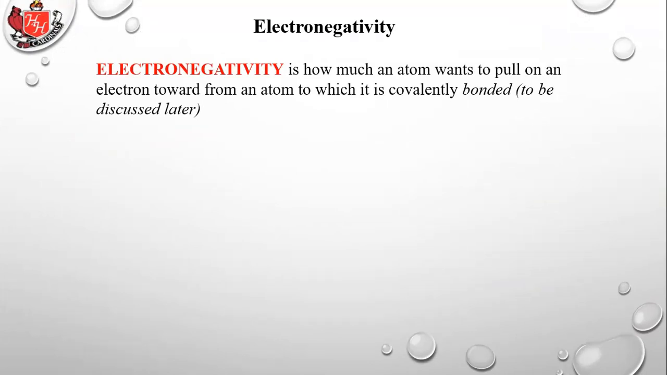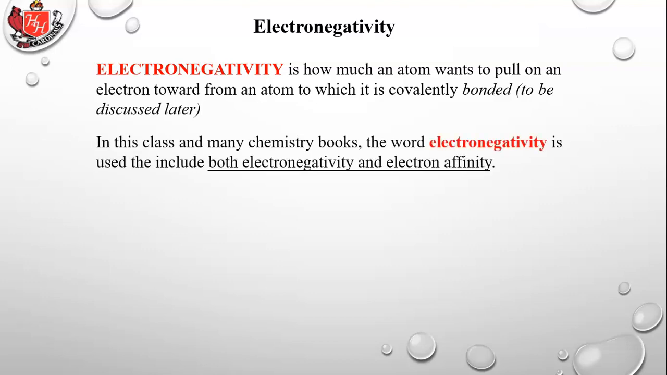Electronegativity is how much an atom wants to pull on an electron from an atom to which it is covalently bonded. And that's to be discussed later. We'll talk about covalent bonds in a couple of lessons from now. In this class and many chemistry books, the word electronegativity is used to include both electronegativity and electron affinity. So if you read your textbook, you'll see that it hardly ever uses the word electron affinity. It does use the word electronegativity, and it kind of means that at any time that an atom wants to pull in an electron, it's referred to as electronegativity.